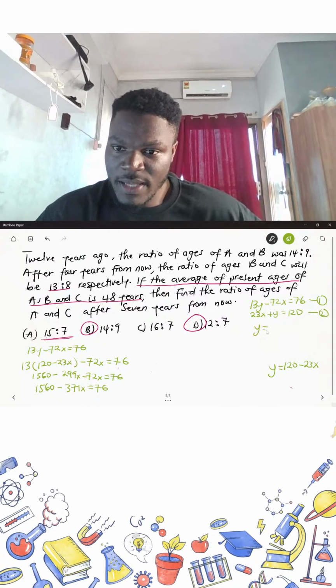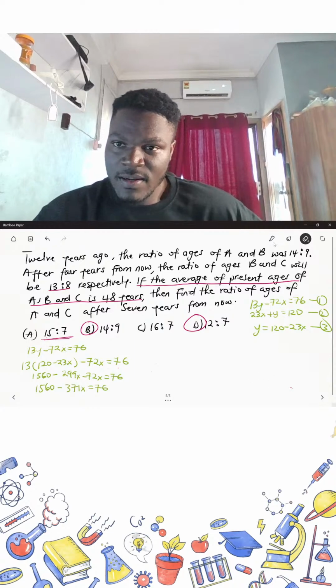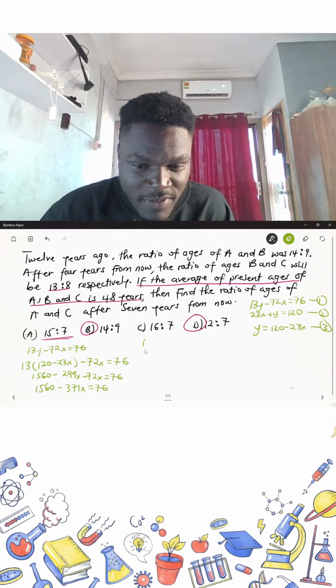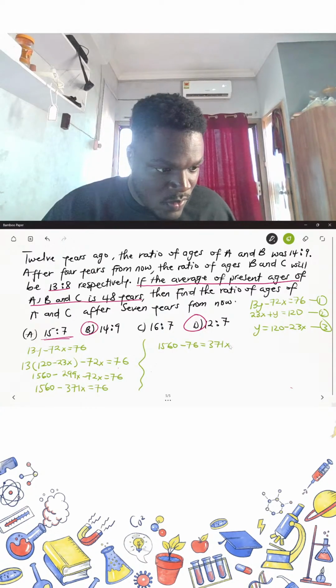So let me write y is equal to 120 minus 23x here as equation 3. Okay, so I can continue. So I now have 1560 minus 76 is equal to 371x.